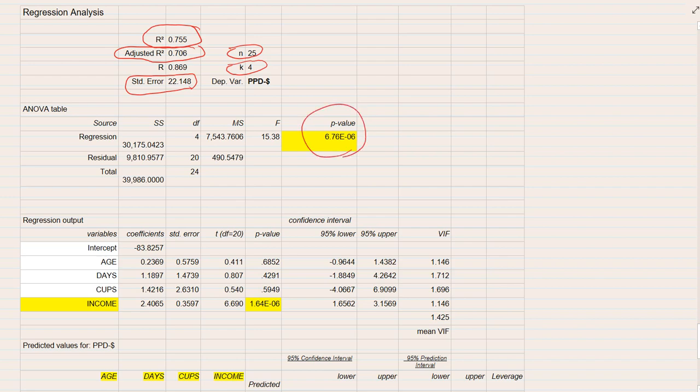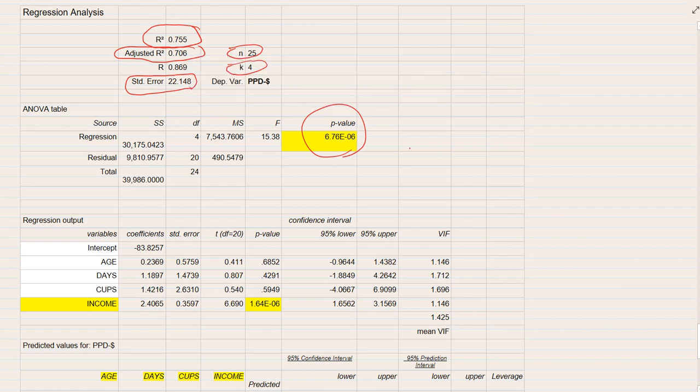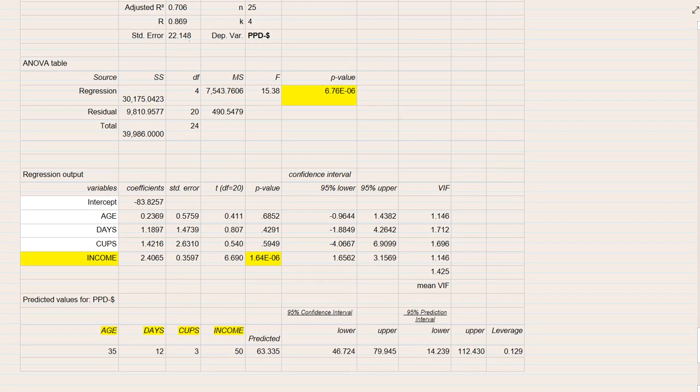Remember, this p-value tests the global hypothesis test that all the coefficients are 0. That means you don't need any of these independent variables. You have totally the wrong model, totally. Our regression output, right in here, are the variables: age, days, cups, income. I have them in yellow. Income's p-value is highly significant. The others are not. So we can do away with the other three, but not income. We definitely need income in our model.